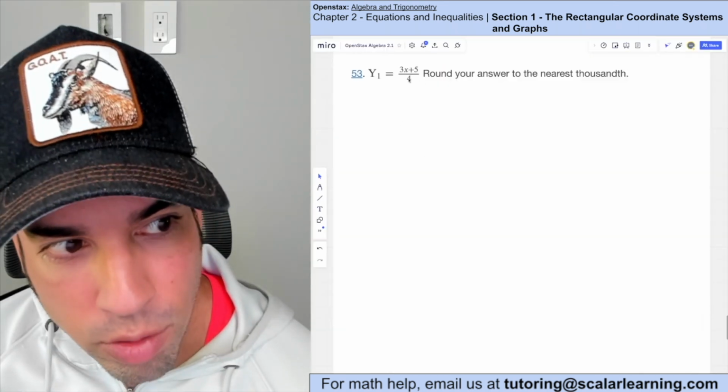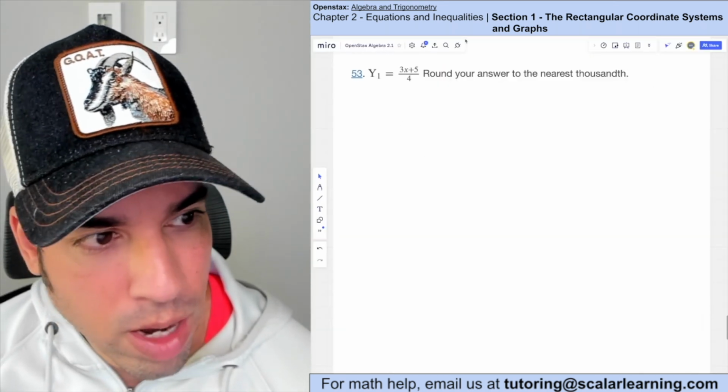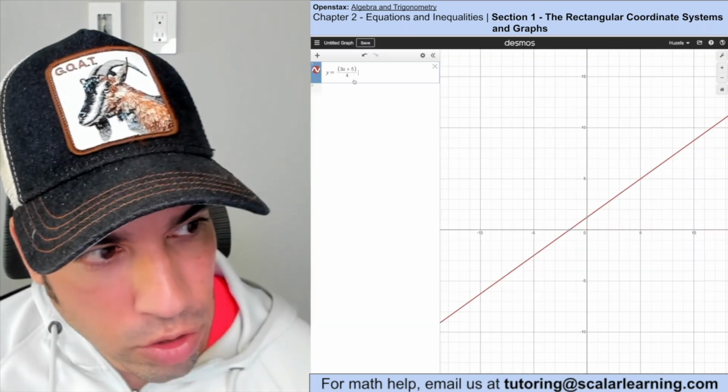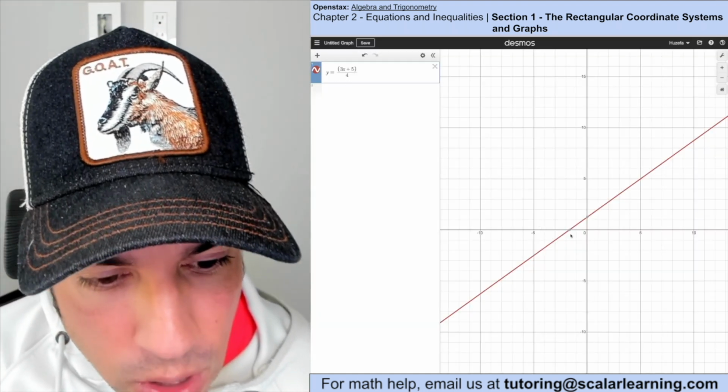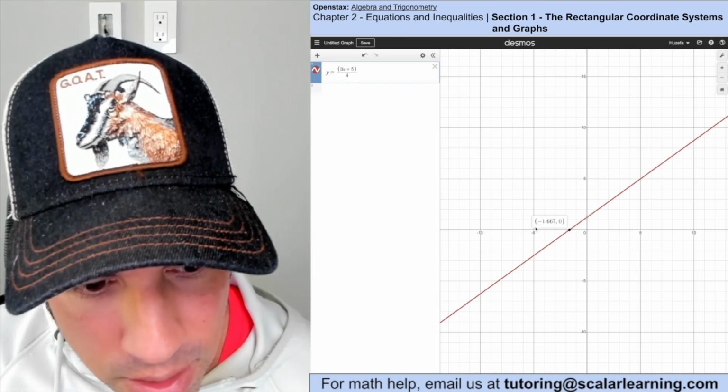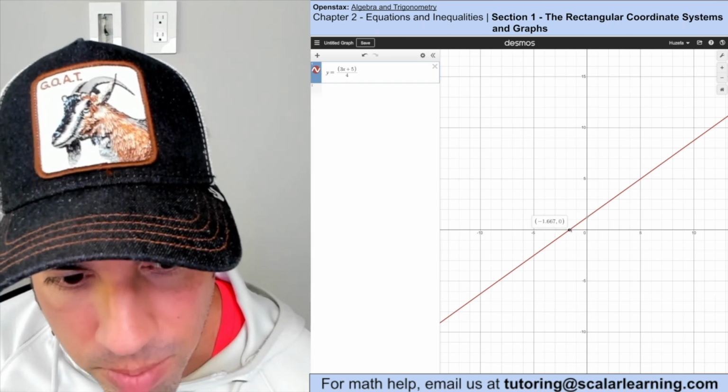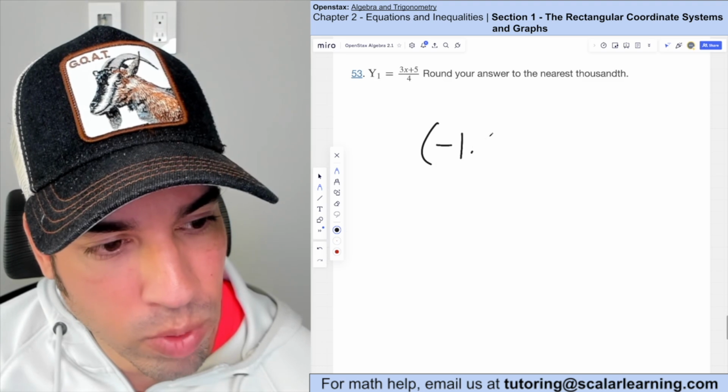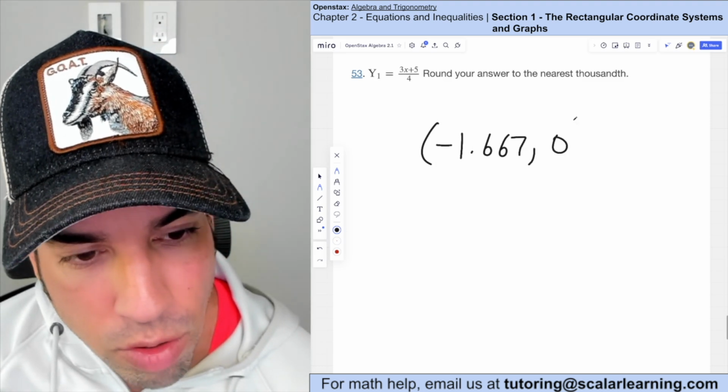So for this one, it's y equals (3x plus 5) over 4. We're going to round to the nearest thousandth. So there's our function, (3x plus 5) over 4, and the x-intercept is at (-1.667, 0). So we have (-1.667, 0), boom, done.